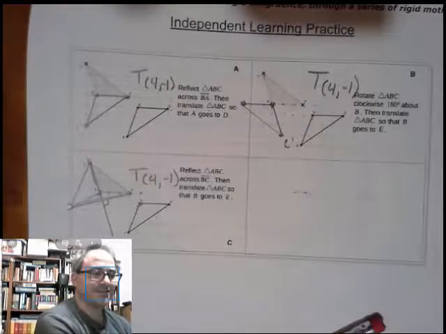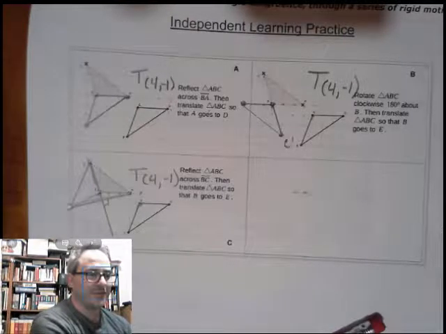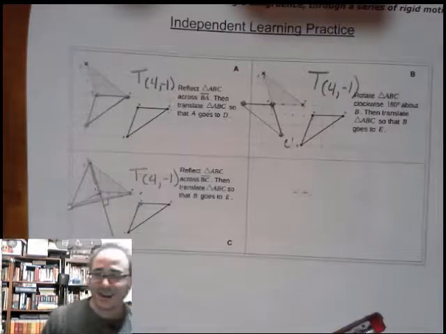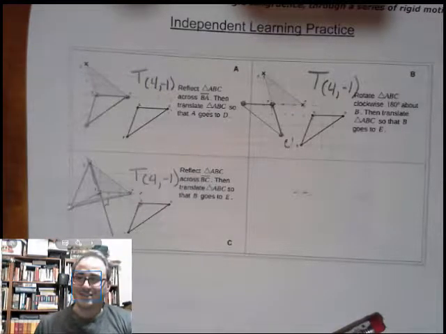Okay, that's the homework. Hopefully by now you can say that using some rigid motions you can determine if 2 triangles are congruent. So yay, you learned something. Fantastic. Let's find out what we're going to learn tomorrow. Have a good day.